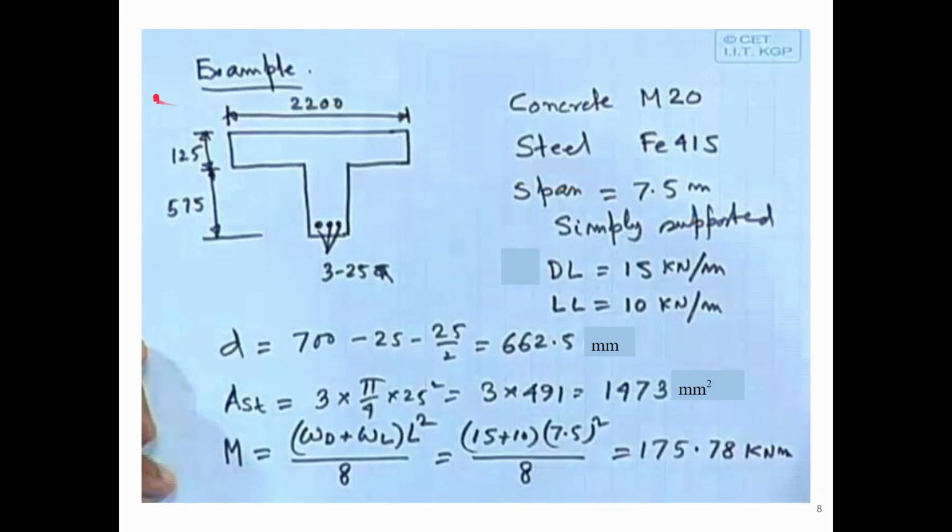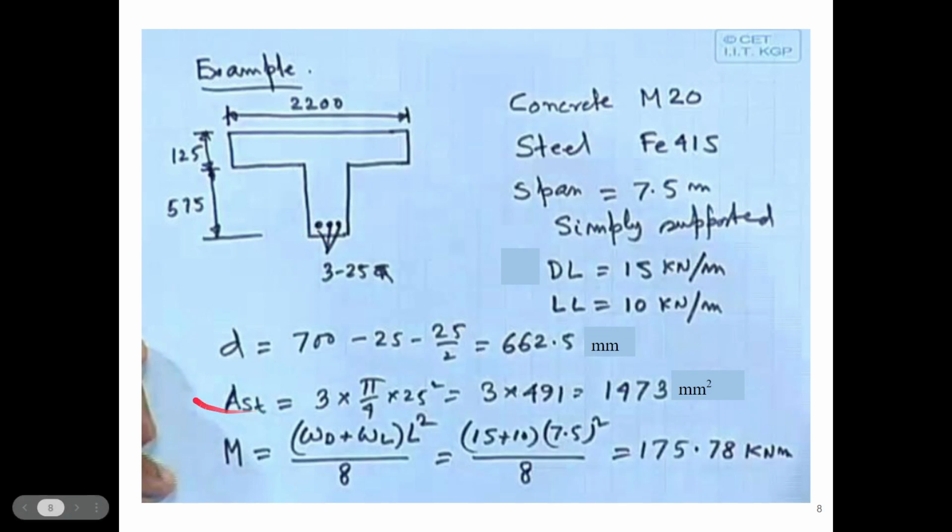Say, for example, this is a T beam, which has a concrete grade of M20, steel of Fe415 grade, and a span of 7.5 meters. It is simply supported. The dead load is 15 kilonewton per meter and the live load is 10 kilonewton per meter. The flange depth is 125 millimeter, the depth of web is 575 mm, there are three 25 mm dia bars in the tension zone, and the width of flange is 2200 millimeter.